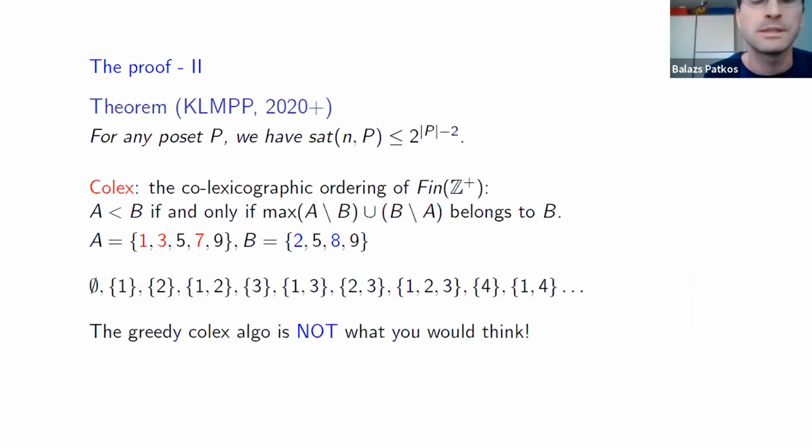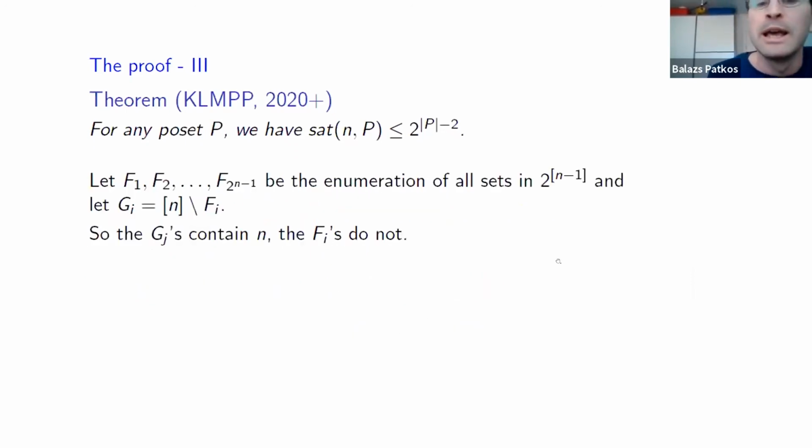Okay, so this could be one approach, to take the greedy algorithm with respect to this colex order, but this is not what works. Instead, remember, we have a ground set of size n, and we take the first half of the colex ordering. That means we take the first 2 to the n-1 subsets, and the corresponding colex ordering. So F1 is the empty set, then F2 and so on up to F_{2^(n-1)}. And then the remaining sets are reversed. So G_i is the complement of F_i, which means the F_i are all the sets that do not contain the last element, and the G_i are those that do contain n.